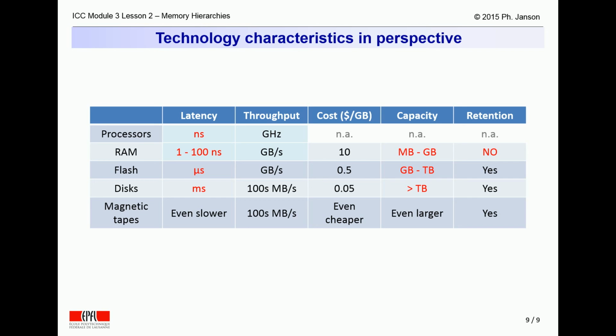The last slide in this video clip summarizes the latency, throughput, unit cost, capacity, and retention properties of the main memory and storage technologies. As can be seen, main memory technology, also called RAM for random access memory, is much more expensive than other technologies and provides substantially less capacity per typical device. This is another key observation for understanding the further video clips of this lesson.